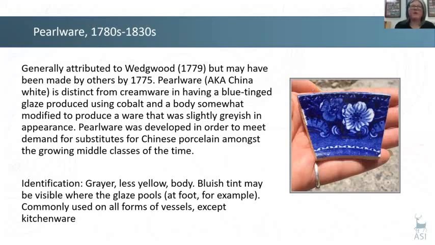Pearlware, we start seeing it replaced by refined white earthenware around 1830, 1835. And remember that creamware is up to about 1820, 1830 as well. So your early sites are going to have probably both creamware and pearlware on them. Pearlware is more often decorated than creamware. So you will see this old blue, and they're beautiful when you get a nice piece of them. Okay.